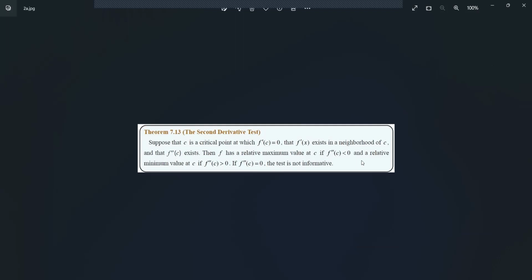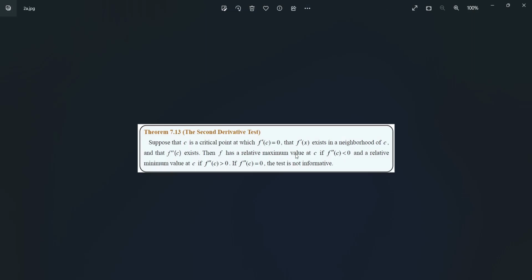Now we have the second derivative test for the extremum points. Suppose c is a critical point at which f dash of c is equal to 0, that f dash of x exists in the neighborhood of c, and that f double dash c exists. Then f has a relative maximum value at c if f double dash c is less than 0, and a relative minimum value at c if f double dash c is greater than 0. If f double dash c is equal to 0, the test is not applicable.